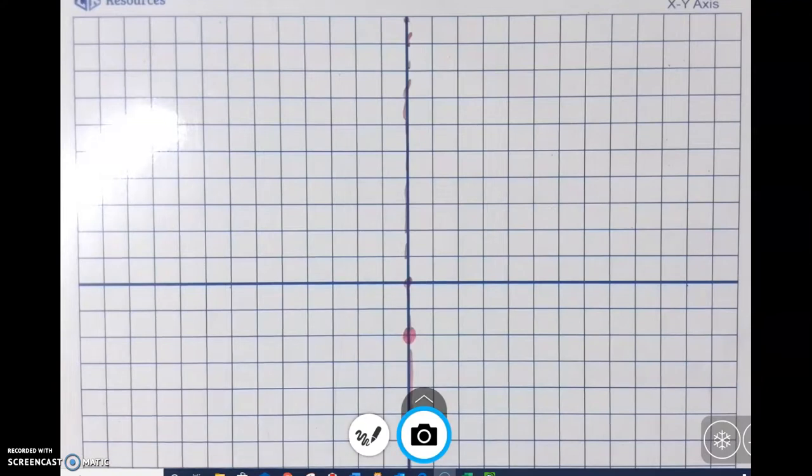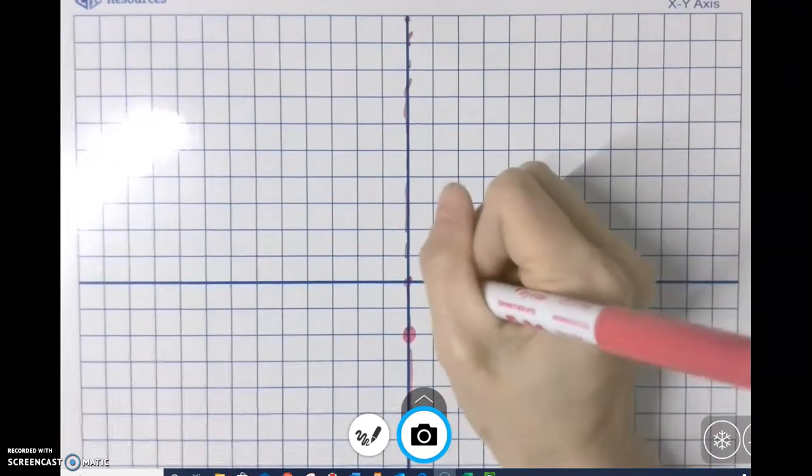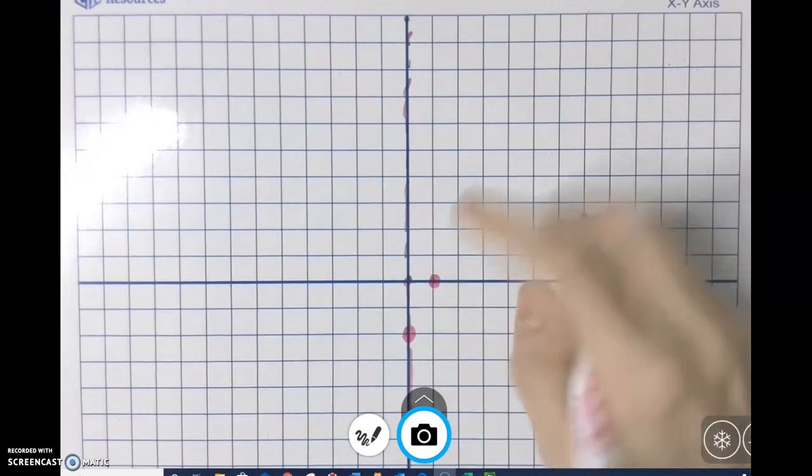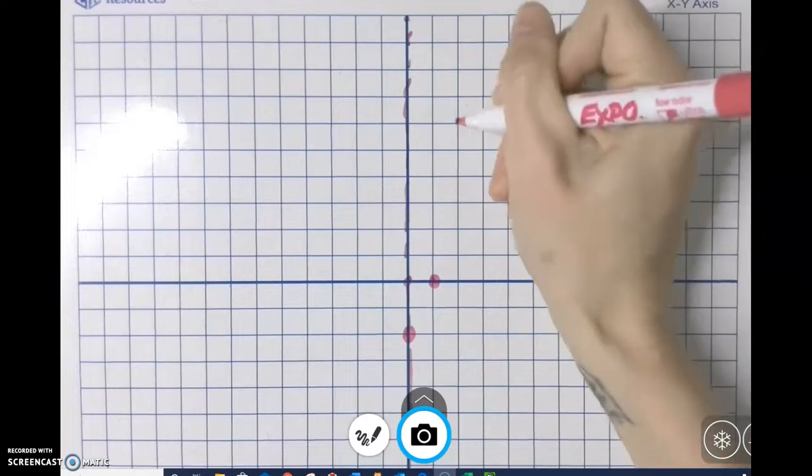Then I'm going to plot my 2 other points. So I have (1, 0), and I have (2, 6). So over 2, up 6. 1, 2, 3, 4, 5, 6, right here.